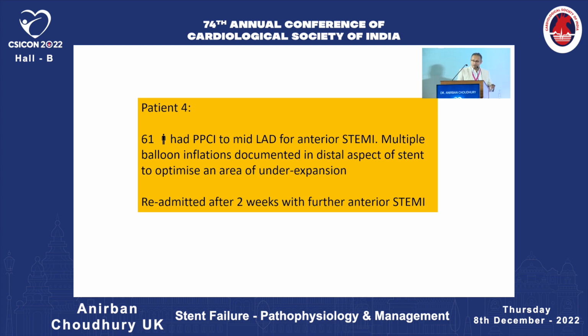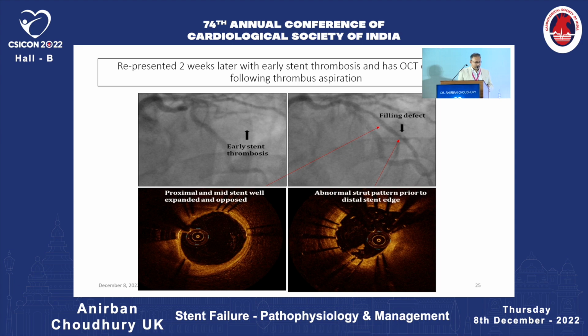This is a case of acute stent failure, presented with anterior STEMI. A single stent was deployed. There was a zone of under-expansion at the end of the stent, which was aggressively pre-dilated by a short balloon multiple times. And he unfortunately came back within 2 weeks. And what we find is acute stent occlusion, and after aspiration and dilatation, we still keep on having this filling defect. It doesn't go.